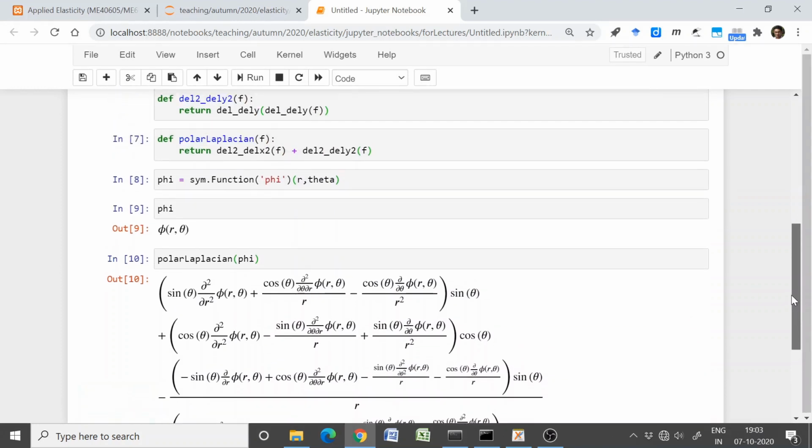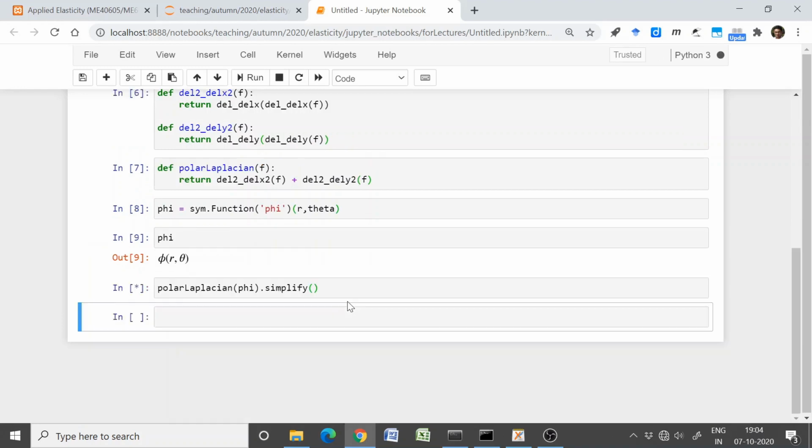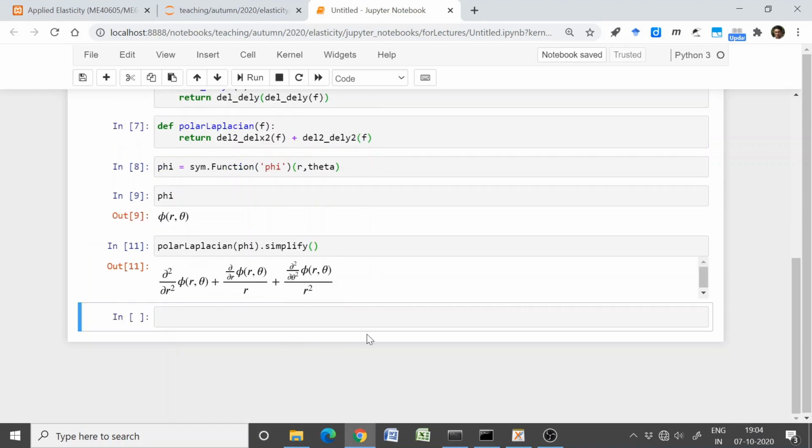But we can help Symbolic Python a little bit in its job. Before even going back to the definition, we can see if we can help by asking it to additionally simplify this. So we just pass the extra command like this, simplify. Look at this, how beautifully it has simplified. If you had done this by hand, you would not have been able to simplify this any further. So this is the most simplified form of the polar Laplacian.